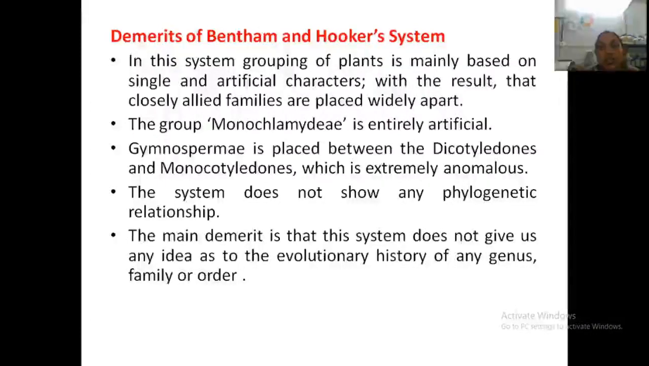Clear? Then the system does not show any phylogenetic relationship. So no importance is given to phylogenetic, that is evolutionary, relationship. That is not traced in this system. Okay. The main demerit is that it does not give us an idea of the evolutionary history of a genus, family or order. So evolutionary aspects are not considered in the system of Bentham and Hooker. It is just artificial, based on some characters only. And placement of Gymnospermae between Dicotyledons and Monocotyledons is extremely anomalous.